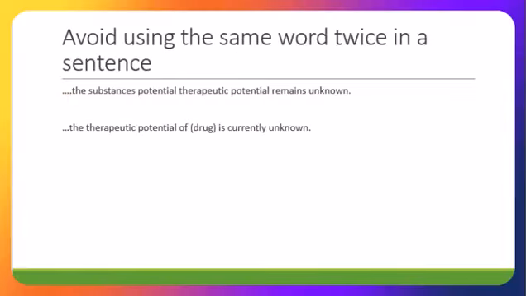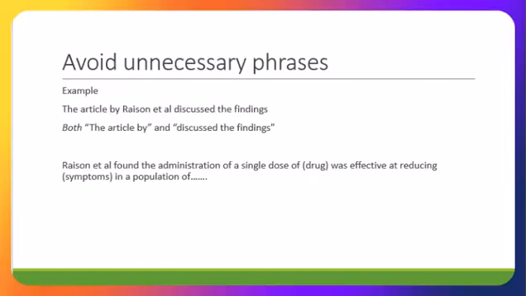Avoid using the same word twice in a sentence. That can be tricky sometimes. Avoid unnecessary phrases. So for example, the article by Racine et al. discussed the findings. Both the article by and discussed the findings should be revised. So, Racine et al. found the administration of a single dose of the drug was effective at reducing symptoms in a population of. So we're trying to be specific. It doesn't need to be the article by Racine, just Racine et al. And we don't need to talk about discussing their findings, just go ahead and do it.